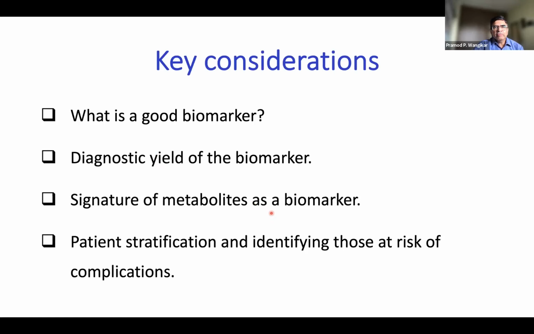Then the next question we are asking is, can we use a signature of metabolites as a biomarker, as opposed to looking at just one or two biomarkers at a time? And then finally, can we look at patient stratification and identifying those at risk of complications?